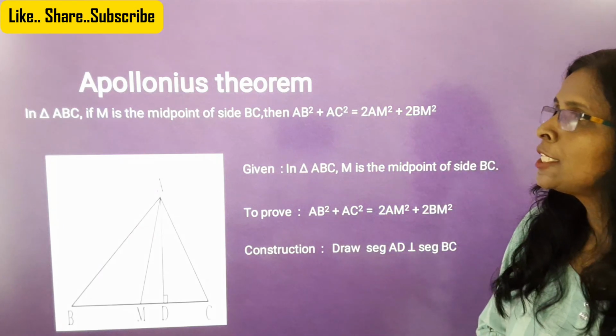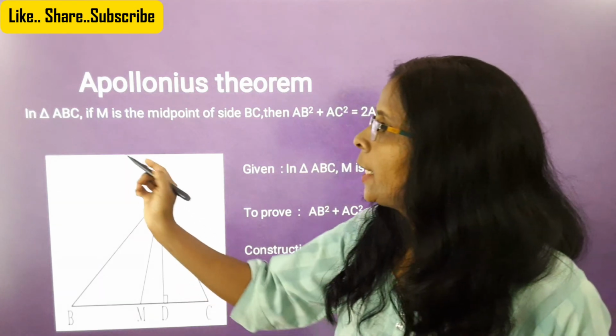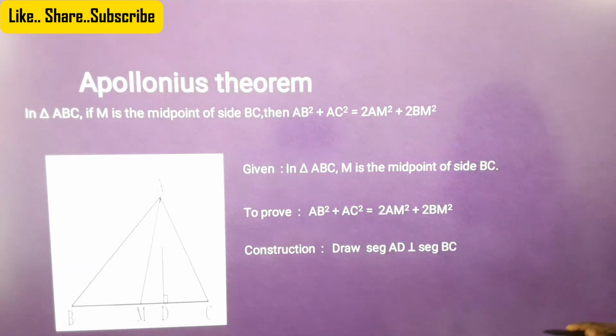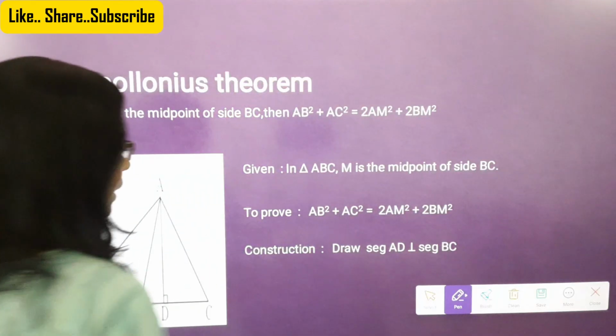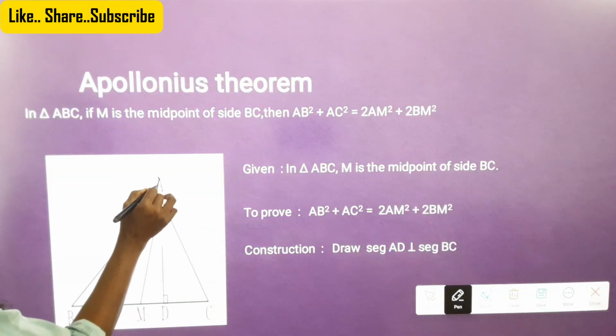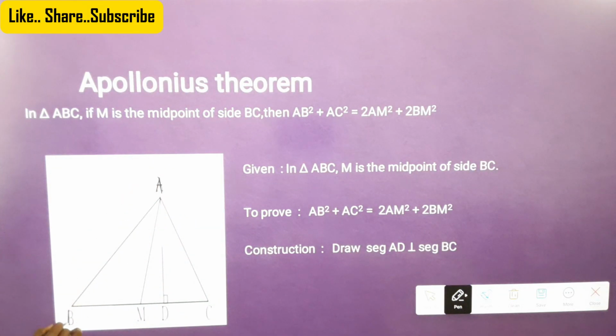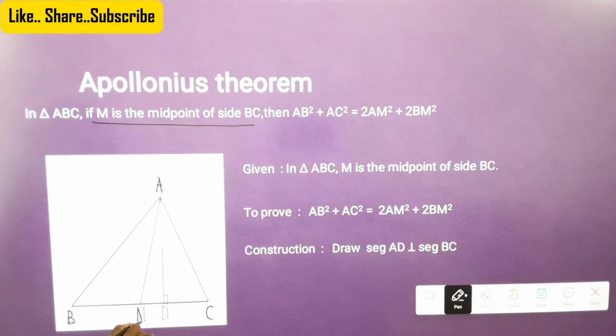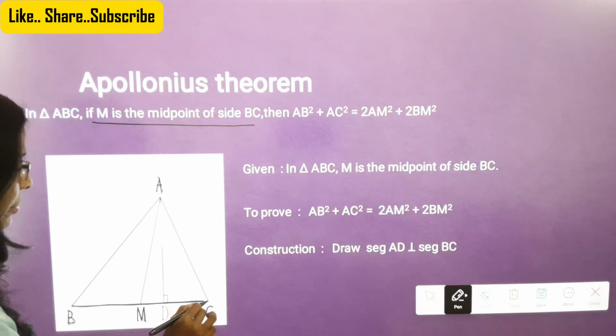Students, the Apollonius Theorem. See here, in triangle ABC, M is the midpoint of side BC.